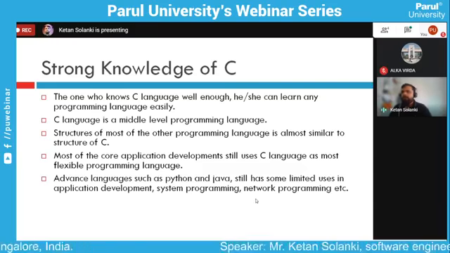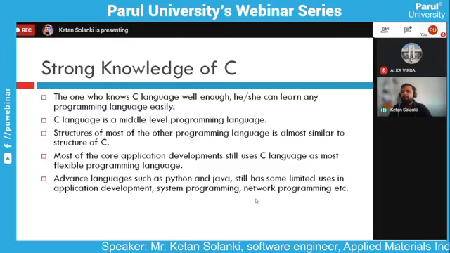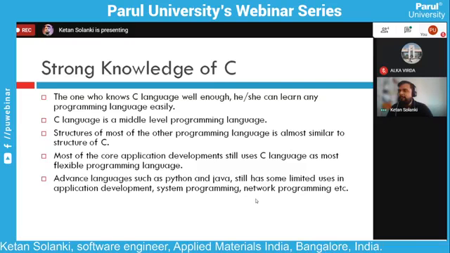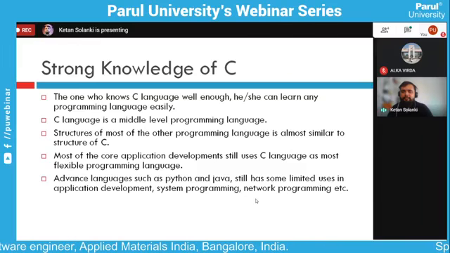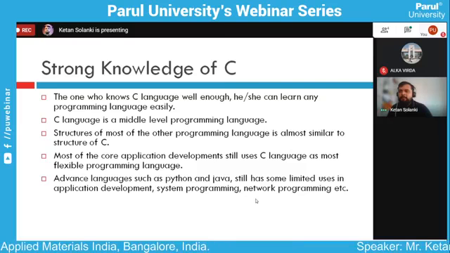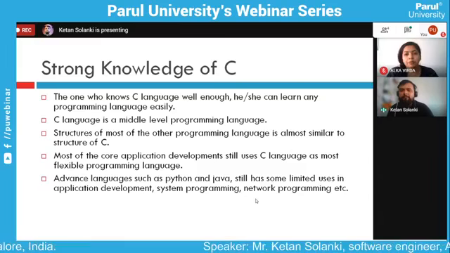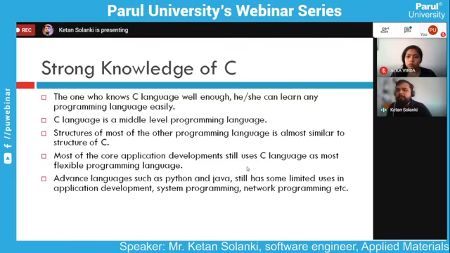If you choose Python and Java as an advanced programming language, then we have some limited use of it. We cannot directly use them in development like system programming and network programming. If we need to design the core part of the operating system, then we cannot directly use Python and Java. So there are some limitations for advanced programming languages. That's why strong knowledge of C is a must.